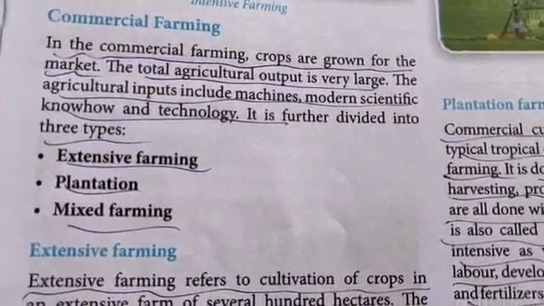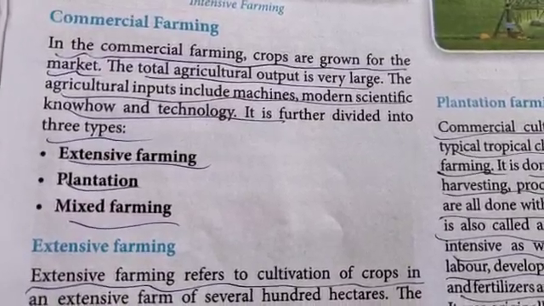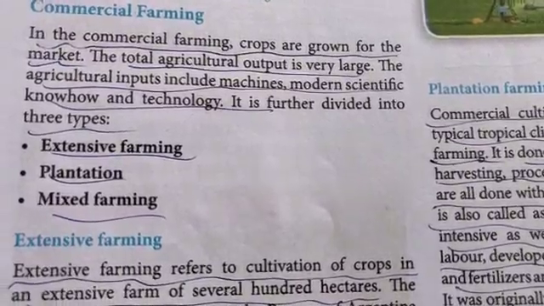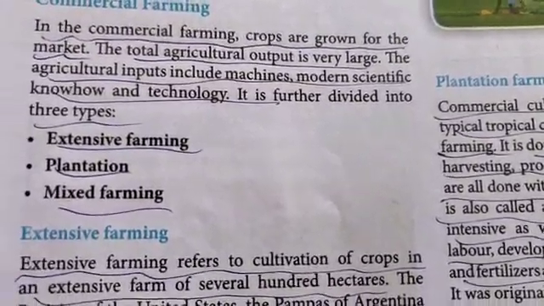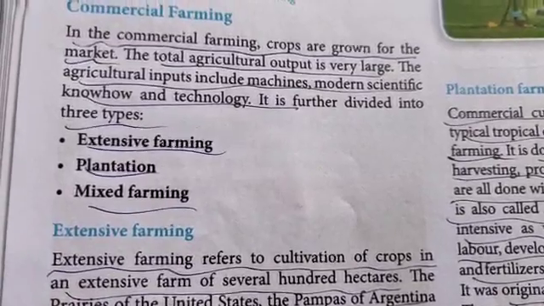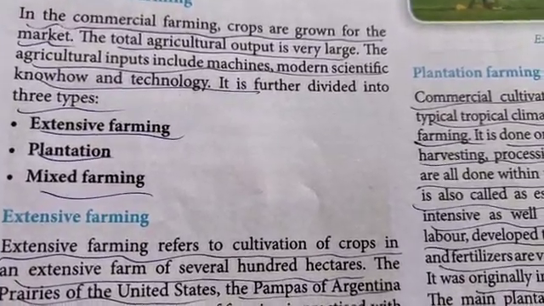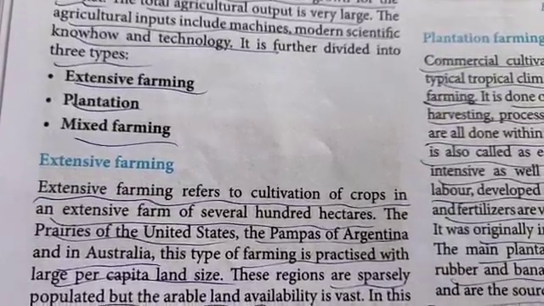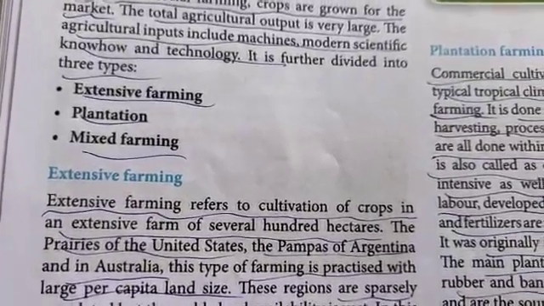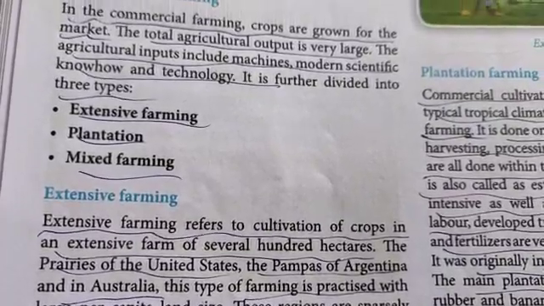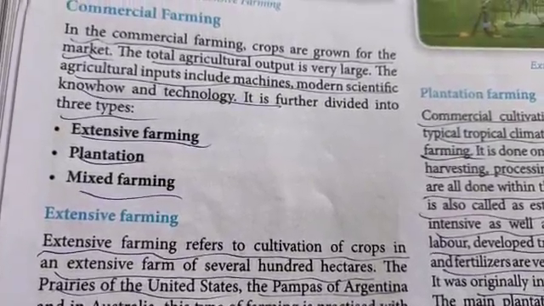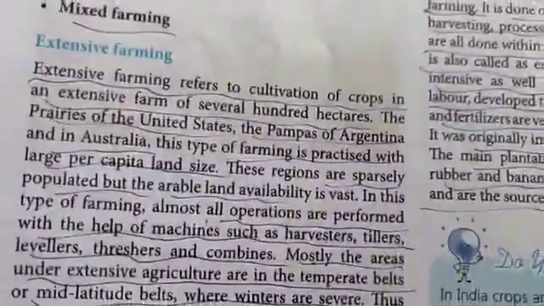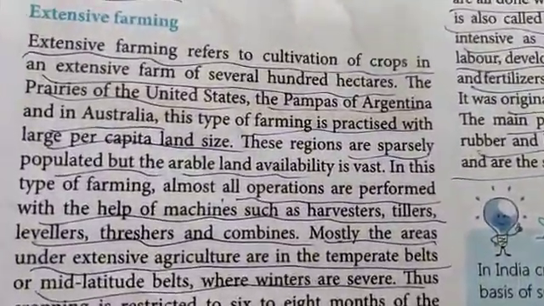Now when we are talking about the agricultural output being very large, it is not just the grains we are talking about. Crops like potato and onions are also harvested in huge quantity, and then they are stored in cold storages in nearby villages. Now the three different types of commercial farming are extensive farming, plantation, and mixed farming. So let us first see what extensive farming refers to.